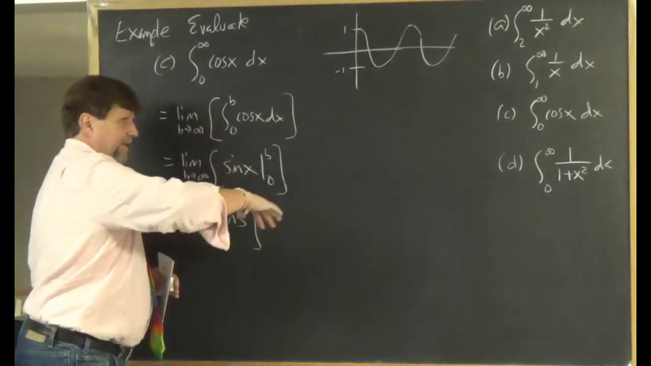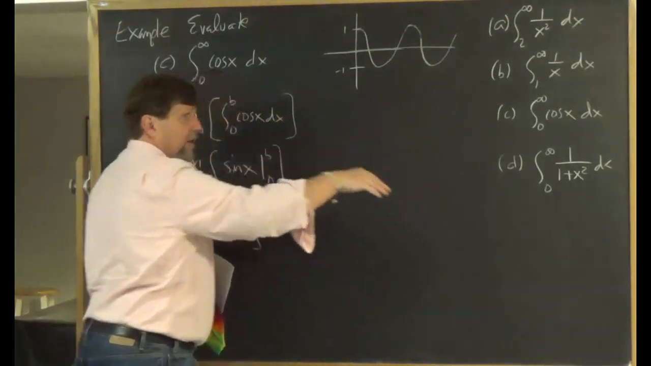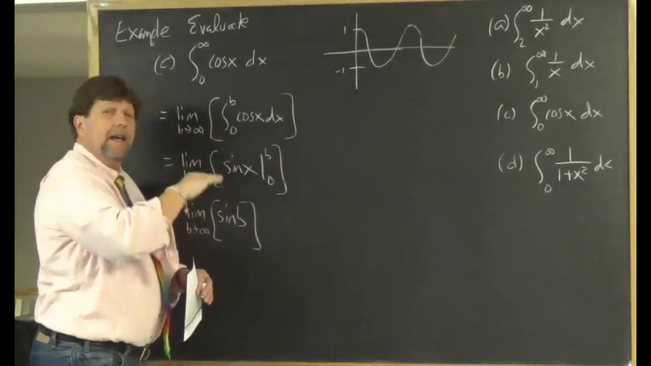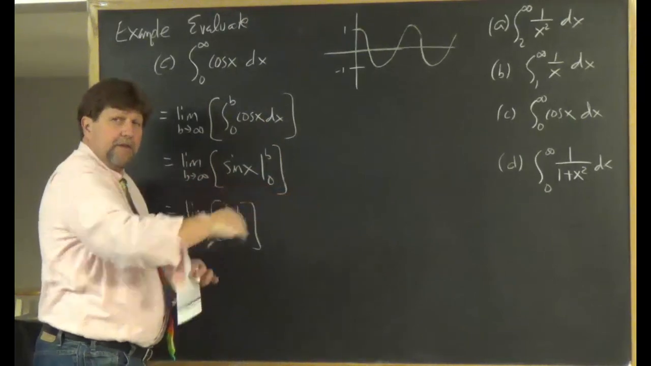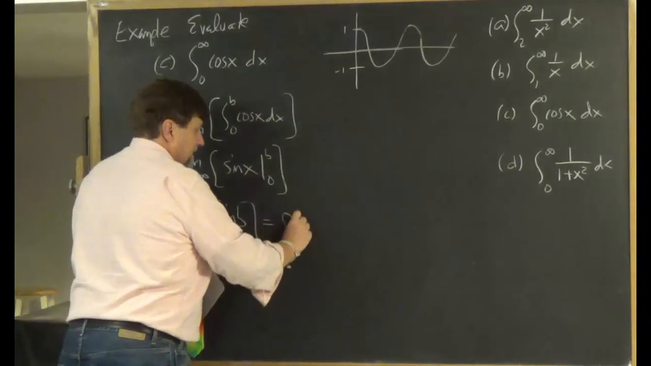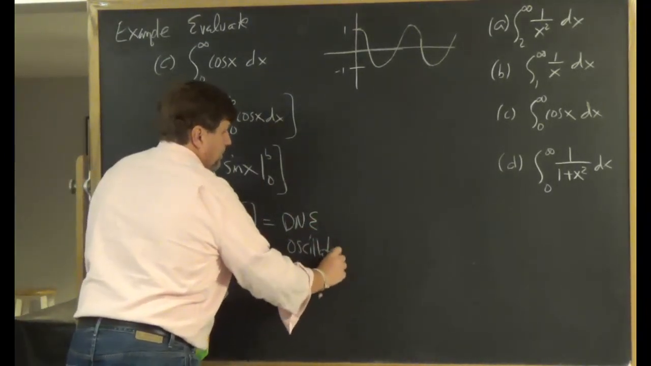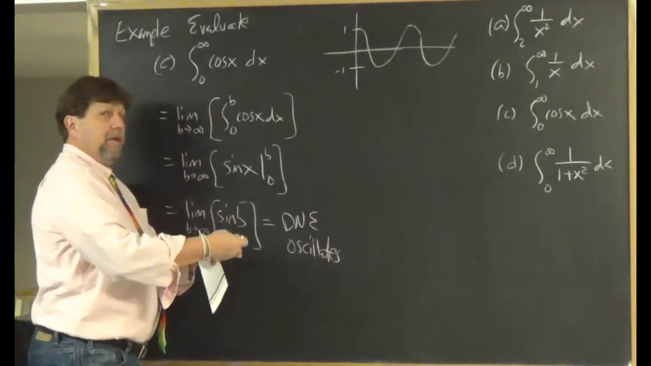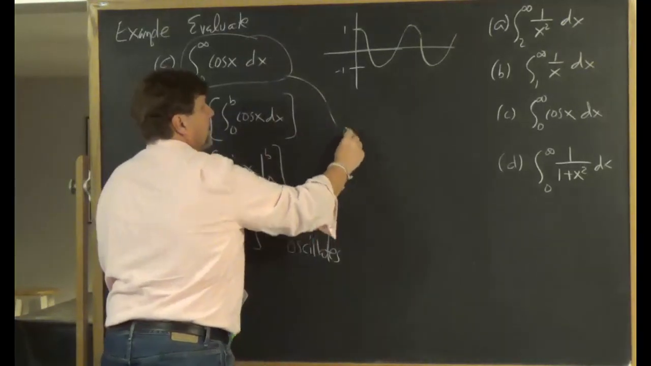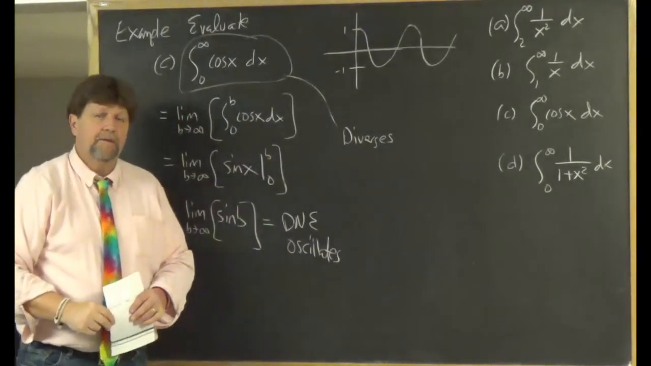Well, sine is a wave. It keeps bouncing between 1 and -1, 1 and -1. As you head out to infinity, it keeps bouncing between 1 and -1. It's not approaching a single value, a single number. It oscillates. This limit does not exist. Because the limit doesn't exist, because it oscillates, that tells me my hunch was correct, that improper integral diverges.